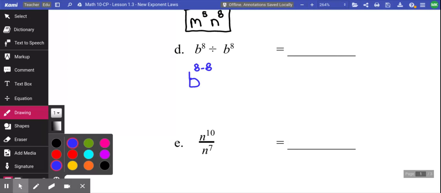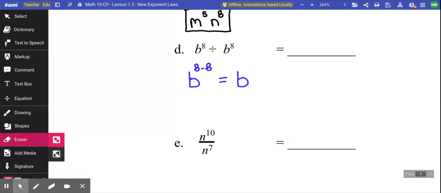What I get a lot as an answer is this, which is wrong. Why is that wrong? Excuse me, Nick, yeah? Because if there's no number, it's just automatically assumed as one. Right. So that is an invisible number. That is an invisible 1. And 8 minus 8 doesn't equal 1. It equals 0. So this should be b to the power of 0.